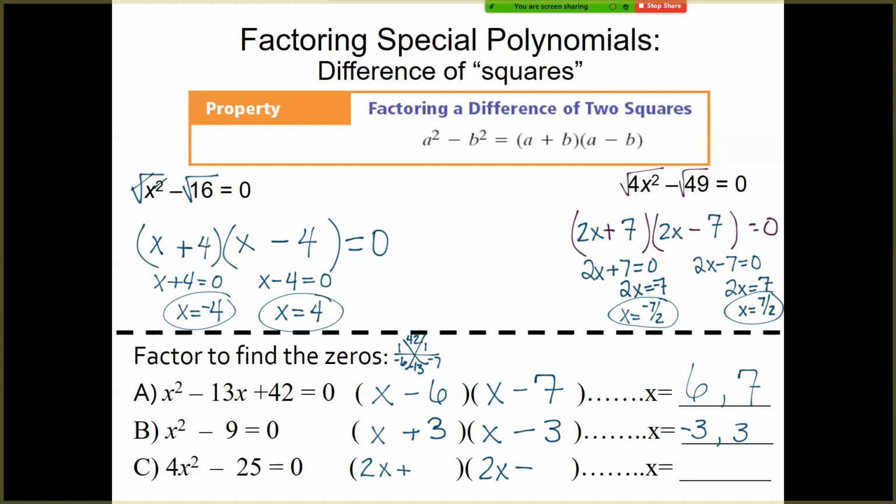Then I'm going to square root the second term. The square root of 25 is 5. So my two factors are going to be 2x plus 5 and 2x minus 5. When I set both of those equal to 0 and solve for x, we get negative 5 over 2 and positive 5 over 2. Anything on this slide you want to see again?